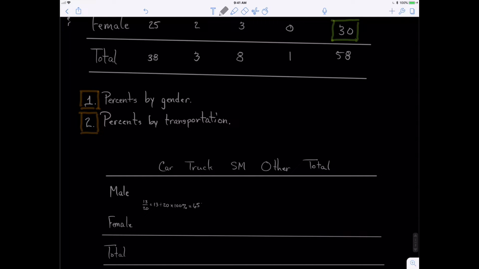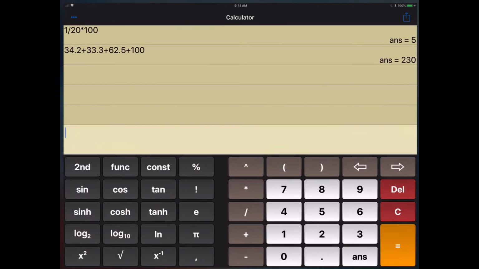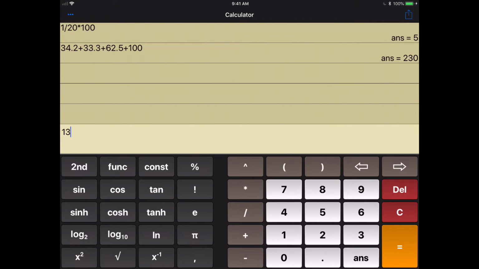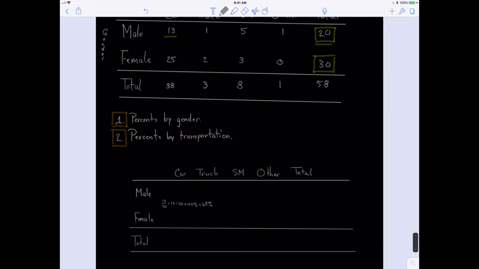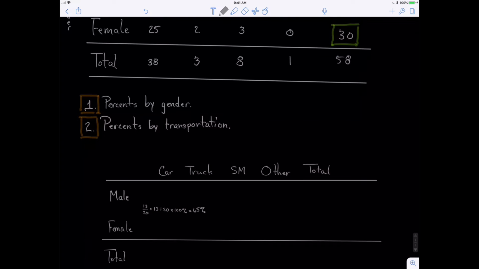I will show you this. We'll go to Good Grapher here in a moment. So 13/20ths. In Good Grapher, we could go 13, divide it by 20, and then multiply it by 100. And there's our answer, 65%. Okay. So let's return back here. And we'd say that 65% of the males drive cars.